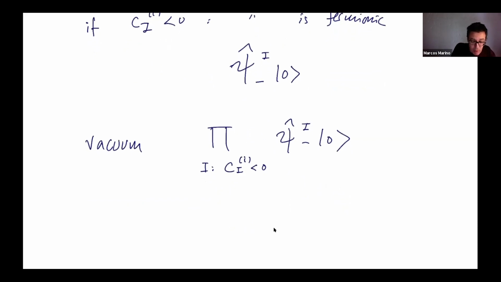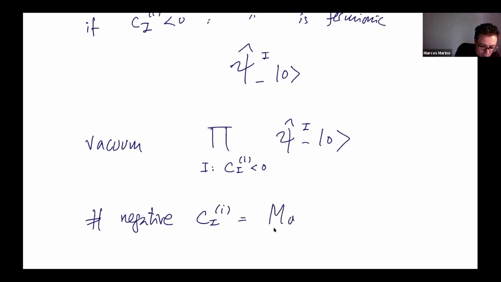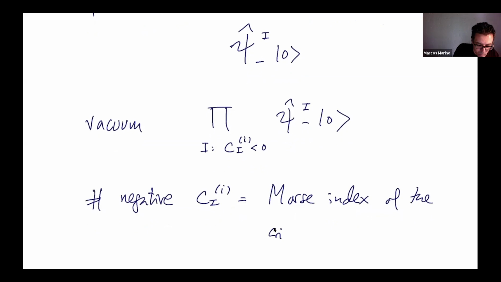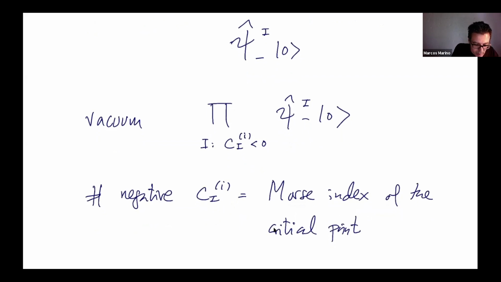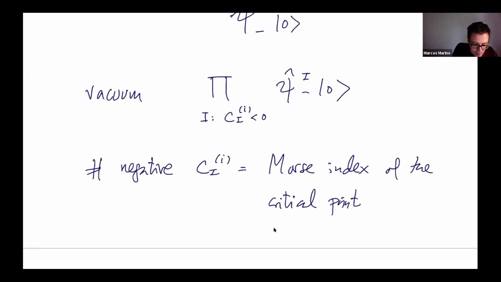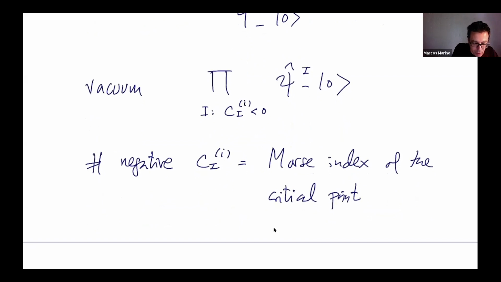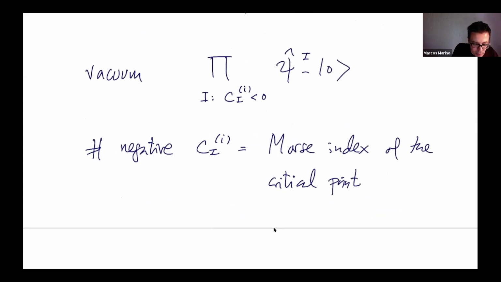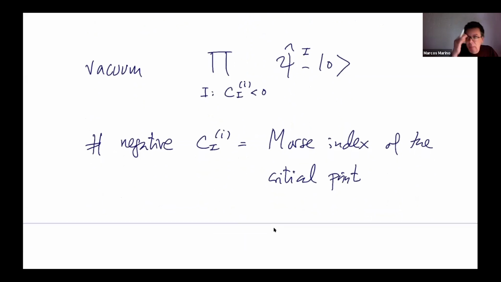In Morse theory, there is a name for this number. The number of negative eigenvalues is called the Morse index of the critical point. And you see that this is exactly the number of fermionic operators that appear here. Now, why is this interesting?